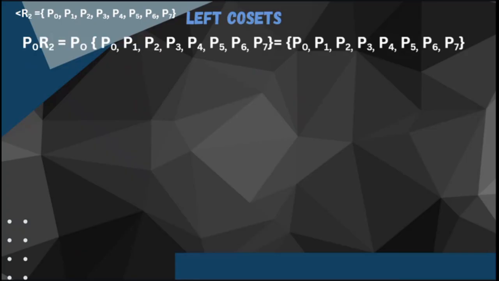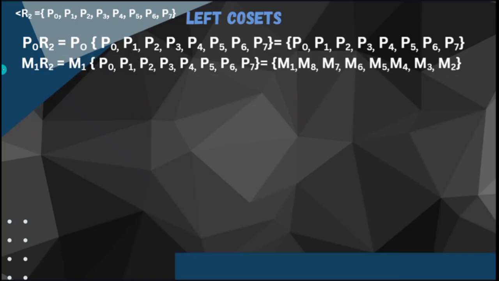First is rho sub 0 multiplied by R sub 2. The result is rho sub 0, rho sub 1, rho sub 2, rho sub 3, rho sub 4, rho sub 5, rho sub 6, and rho sub 7. When you observe, the result is the same as the elements of our subgroup, R sub 2, because we multiplied rho sub 0, which is our identity element.